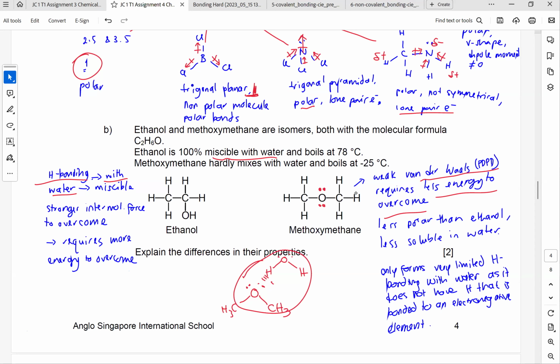But you are right. If you explain that methoxymethane only forms limited hydrogen bonding with water, that's why it has limited solubility in water, or is only very slightly soluble in water, then it could be marked correct. Yeah, possible.